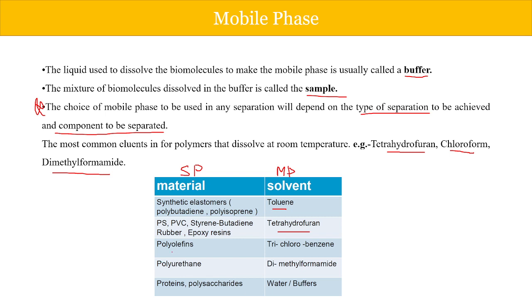If your stationary phase is polyolefins, then your mobile phase can be trichlorobenzene. If your stationary phase is polyurethane, then your mobile phase could be dimethylformamide. Now if the thing you want to separate is proteins or polysaccharides, then you have to use water and buffers. So this is the material you are using for separation, and this is the solvent you would be using for separating these particular components or compounds.